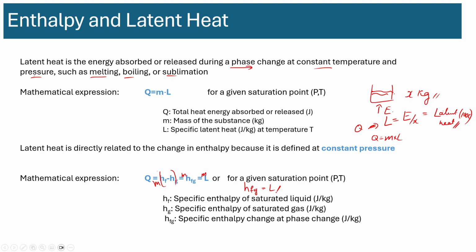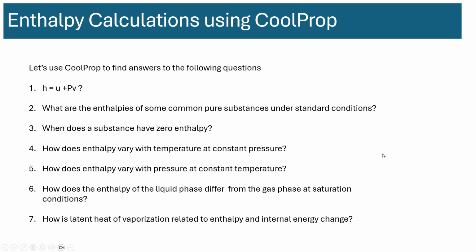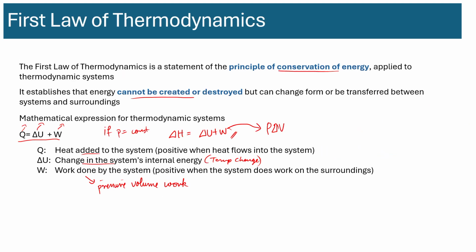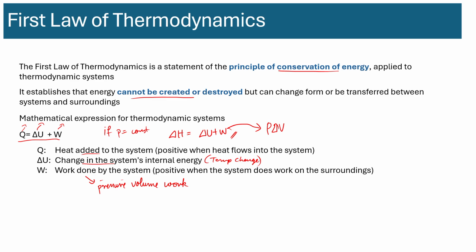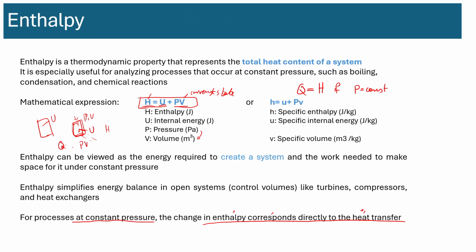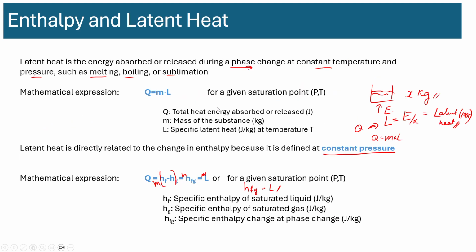Okay, so change in internal enthalpy is same as the latent heat at phase change, right? And everything comes because it's defined at constant pressure. All right, so we looked at heat and work, we looked at first law of thermodynamics, we looked at enthalpy as a function of internal energy and pressure volume work. We looked at enthalpy and latent heat.